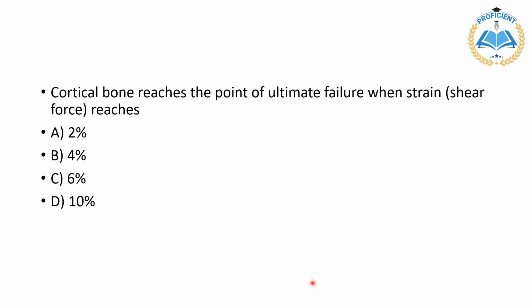MCQ questions. Cortical bone reaches a point of ultimate failure when the shear force or strain. Some of the terms are shear force, and it can also be called strain, or they can specifically mention which kind of force. So cortical bone reaches the point of ultimate failure when the force reaches 2, 4, 6, 10, and the answer is 4%, beyond which it enters into the point of ultimate failure.